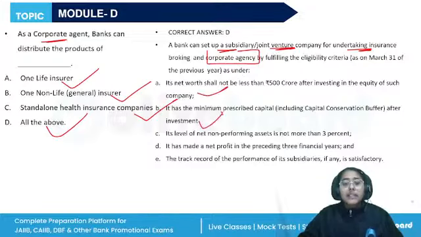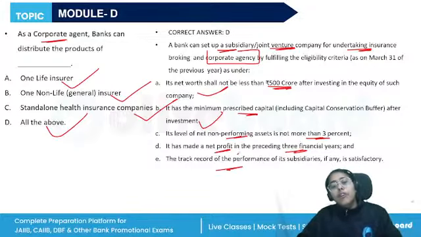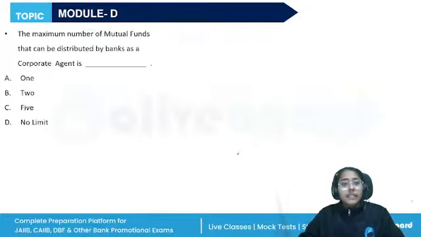But this is the eligibility criteria. Its net worth shall not be less than 500 crore. Its minimum prescribed capital should be there. Its level of NPA should not be more than 3%. It has made a net profit in the preceding 3 financial years. And the track record of performance of its subsidiaries should be satisfactory. Alright, so the correct answer is option D.